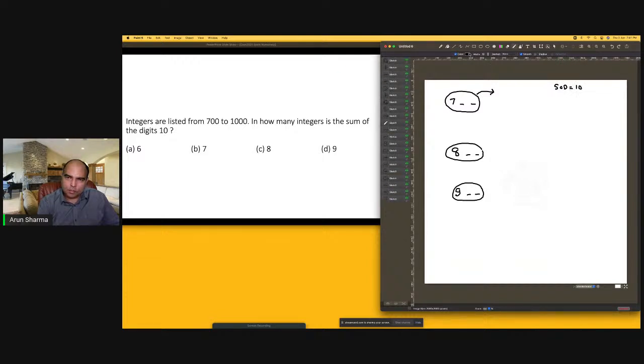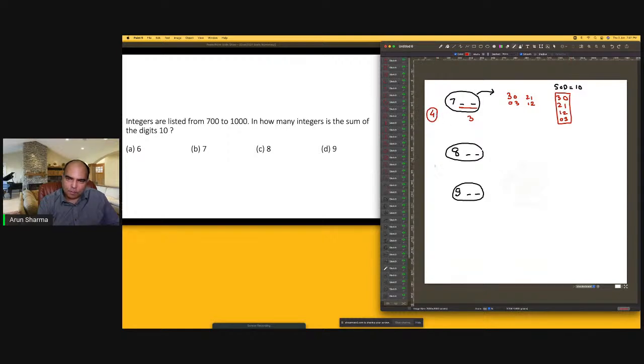Now for the sum of digits to be 10 in a 3-digit number starting with 7, my last 2 digits should add up to 3. They can do so with 30, 21, 12 and 03. Or you can think about it in straight fashion: 03, 12, 21 and 30. So with 7 as the starting digit, I've got 4 numbers like this.